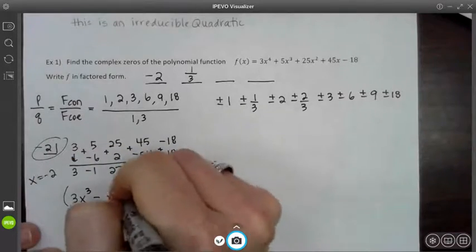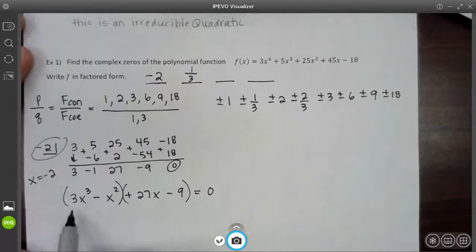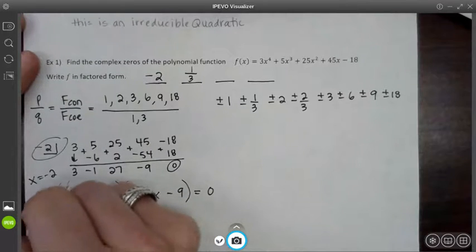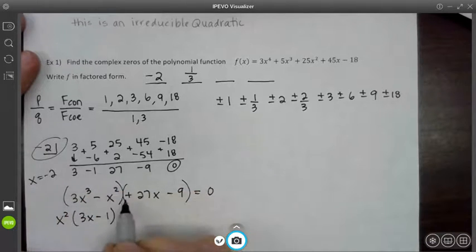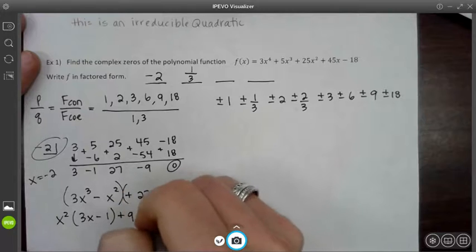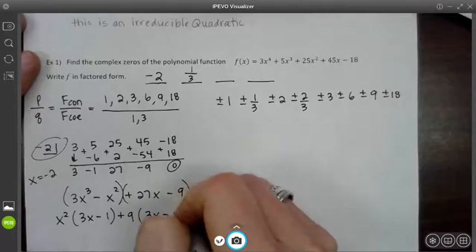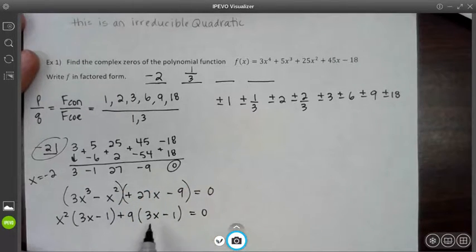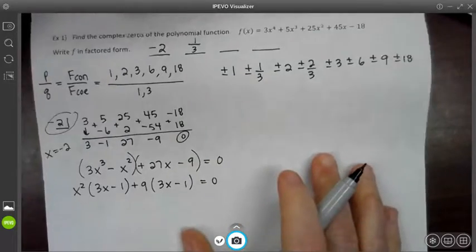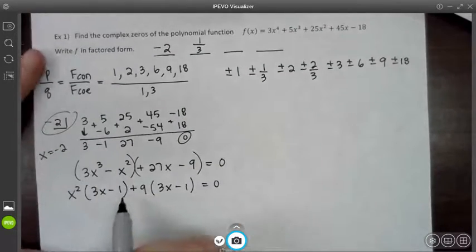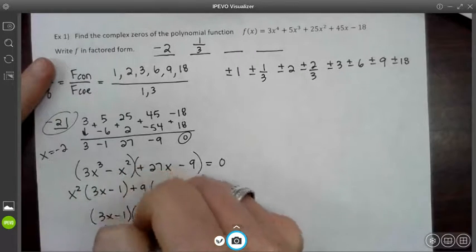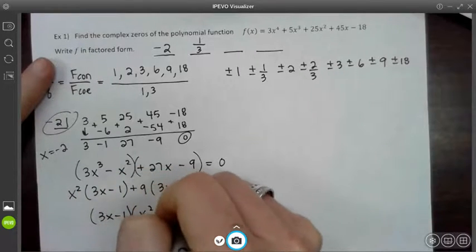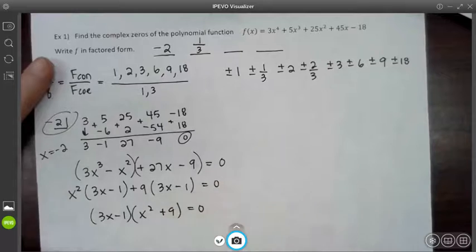If I group the first two and I group the second two, I look for their GCF, it's x squared. That leaves me with 3x minus 1. For the second group, I have to pull out the leading sign. The GCF is 9, and that's going to leave me with 3x minus 1. So factor by grouping worked. Now I know one of my factors is going to be 3x minus 1, and another factor is going to be x squared plus 9, what I factored out.